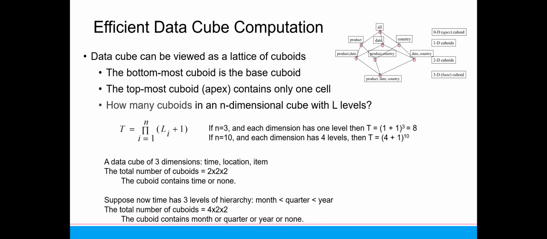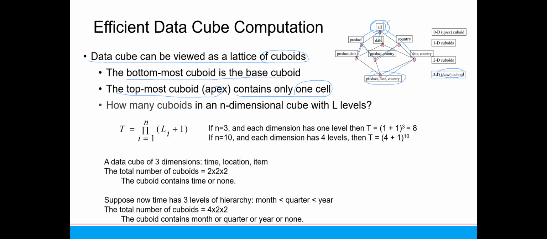So the efficient data cube computation. The data cube can be viewed as a lattice of cuboids. So you already learned about the cuboids. If we have all the data, we can separate into one dimension, we can separate it again into two dimensions, and the latest one will be the three dimensions. The bottommost cuboid is the base cuboid, and the topmost cuboid, or the apex, contains only one cell.